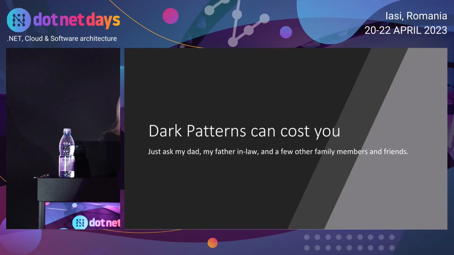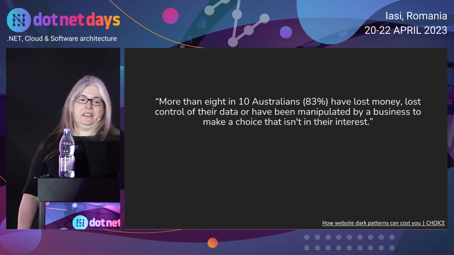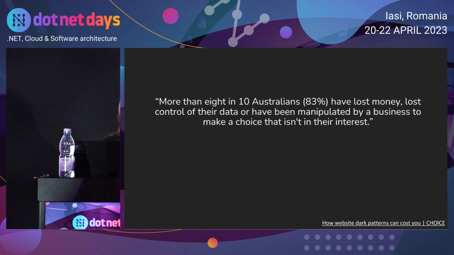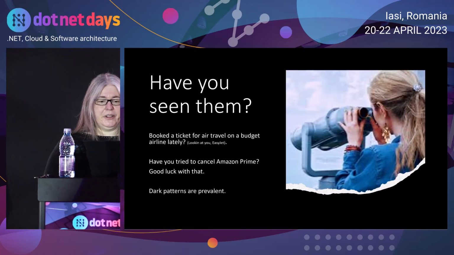One of them will. My father-in-law got this on a dating site. He was out looking, and they ended up just billing him recurrently without asking. Something similar happened to my own dad, other family members. So probably the same here. Right? Somebody has been taken advantage of. Choice, an organization from Australia, said 8 in 10 have lost money or control of their data or have been manipulated. So yeah, it's a problem. Okay, we know that.